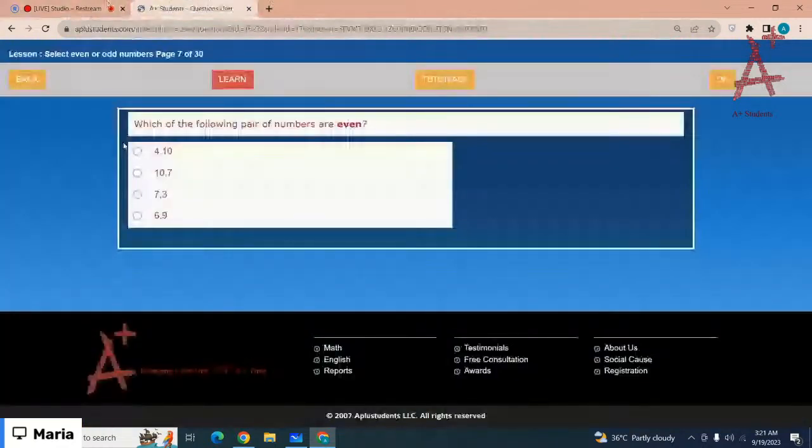Okay, which of the following pair of numbers are even? Which is the correct option? Which two numbers are even? Option number one is the correct option, right? 4 and 10, they both are even. So option number one is the correct option.